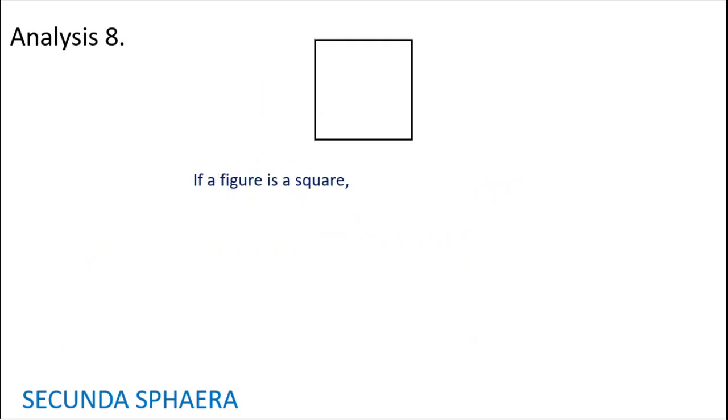There are more examples coming. If a figure is a square, then it has four sides. Yeah, sure. I really doubt your intuition isn't telling you that this is true.